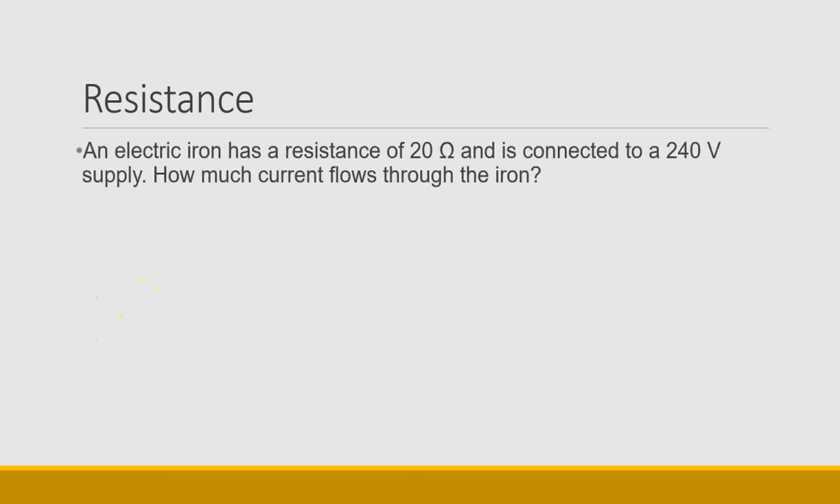An electric iron has a resistance of 20 ohms and is connected to a 240 volt supply. How much current flows through the iron? We may rearrange our formula to get I equals V over R. So it's 240 volts divided by 20 ohms, and that gives us a current of 12 amps.